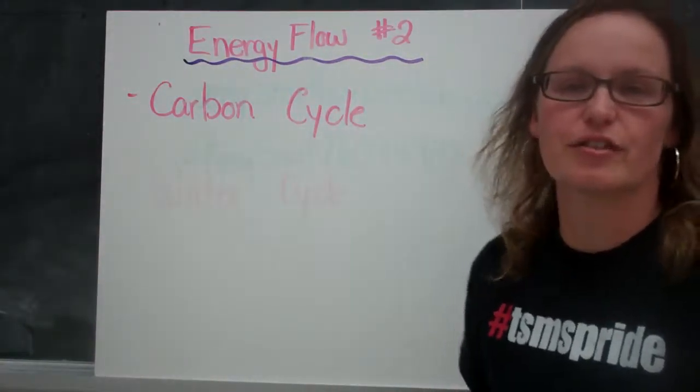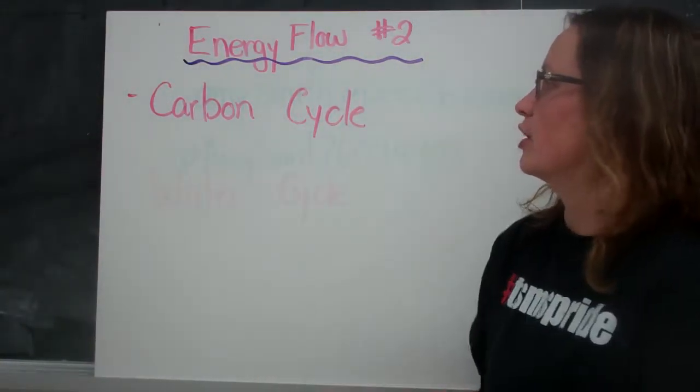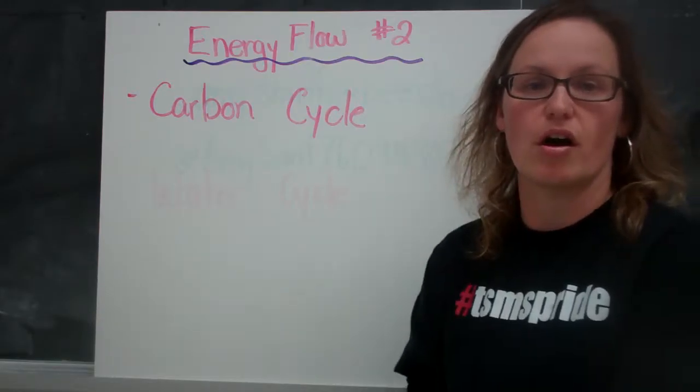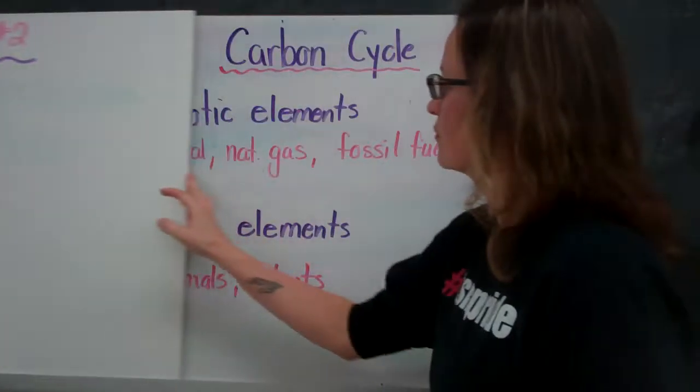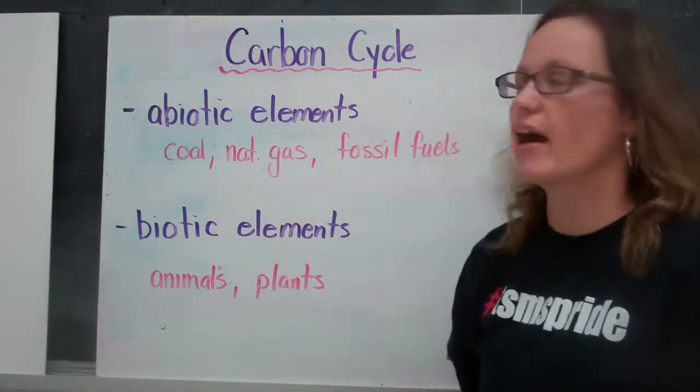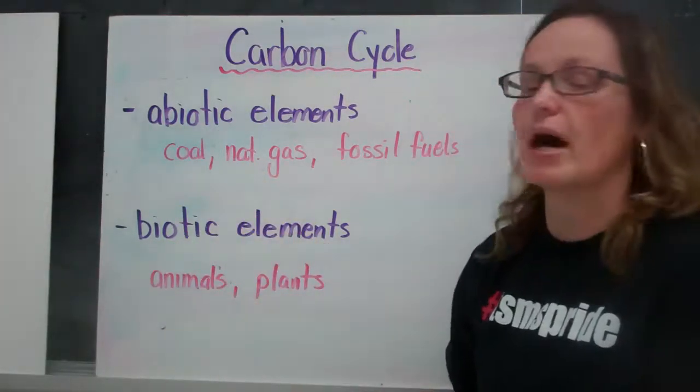So this is our energy flow in the ecosystems video number 2, and this one's going to focus on the carbon cycle. Alright, so carbon can be found in the environment through abiotic and biotic elements.